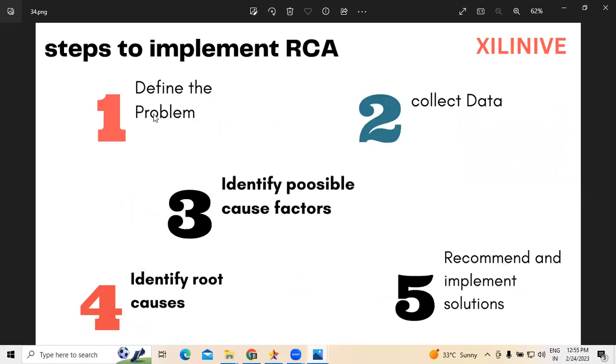Now, the steps to be taken as far as RCA itself is concerned. The first thing is that we need to define the problem, what exactly the problem the customer is facing and how intense it is. Second, we need to collect the relevant data, either structured or unstructured. Next, we need to identify the possible causes, the factors behind the problem the customer is facing.